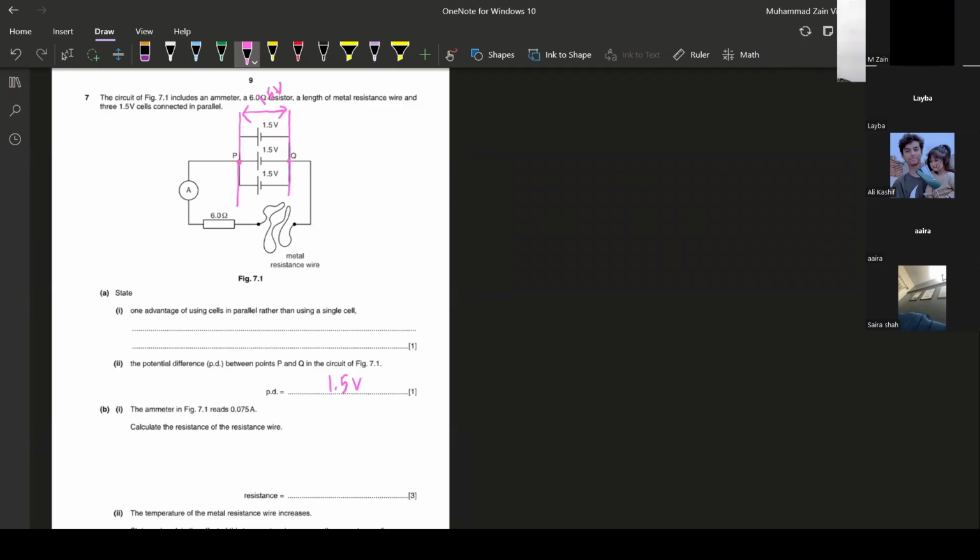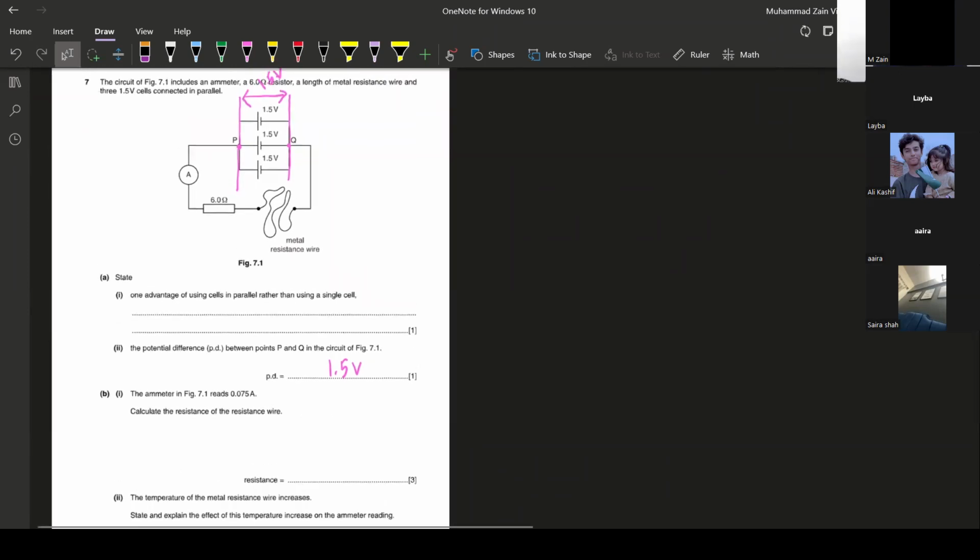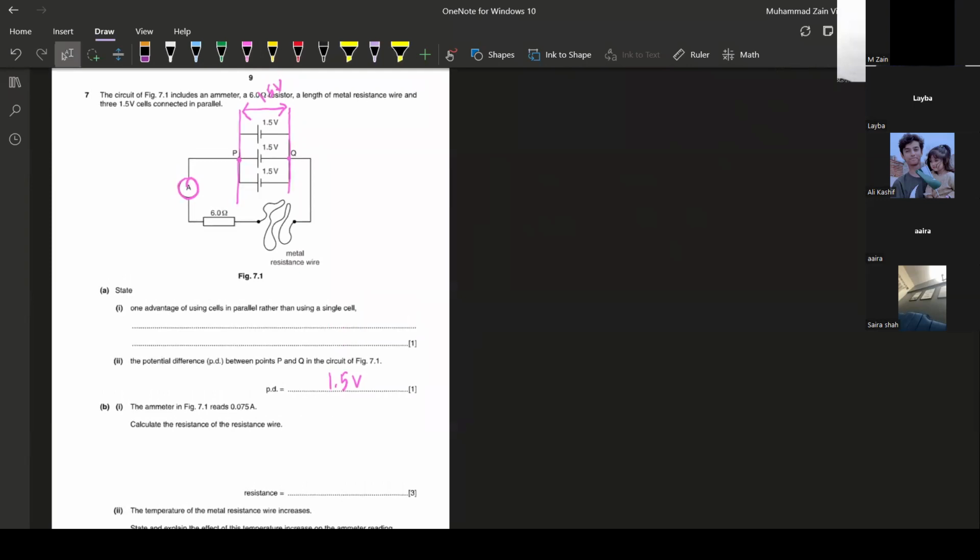The next part: the ammeter in figure 7.1 reads 0.075 ampere. So this is the reading of the ammeter. Calculate the resistance of the resistance wire. We now need to find the resistance of the resistance wire.